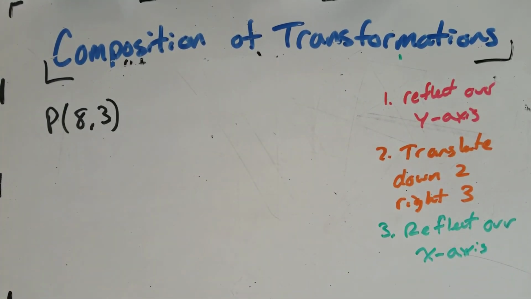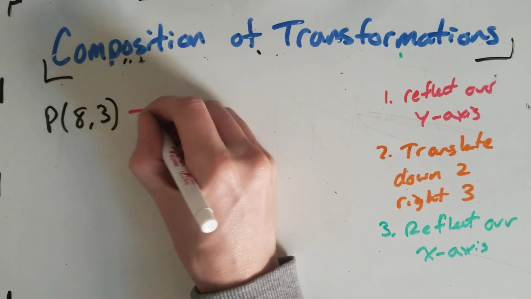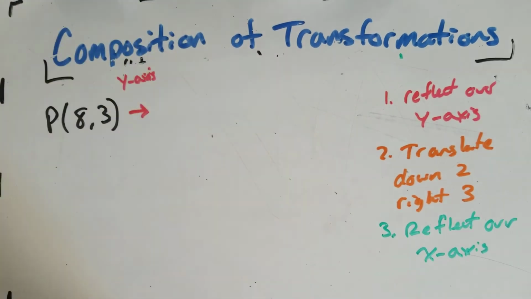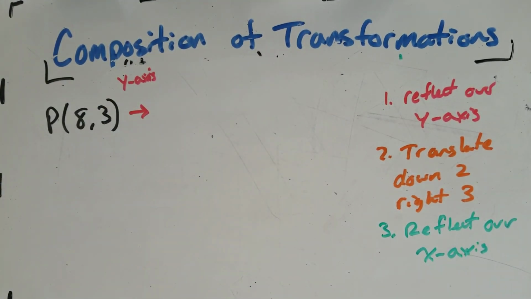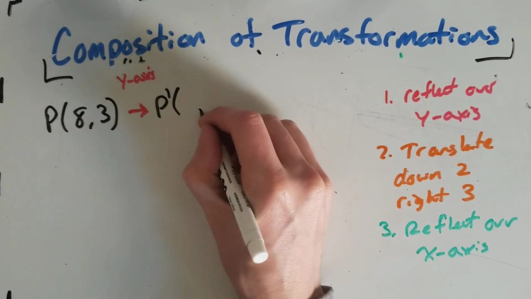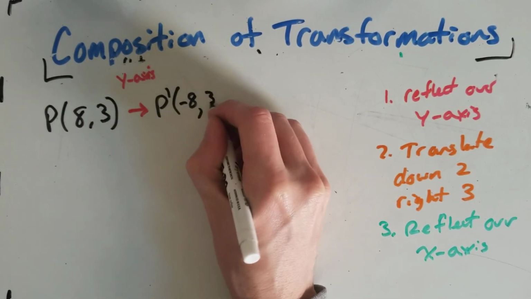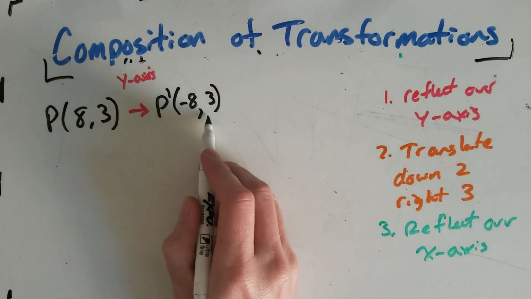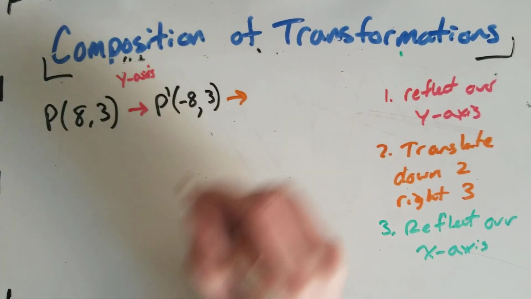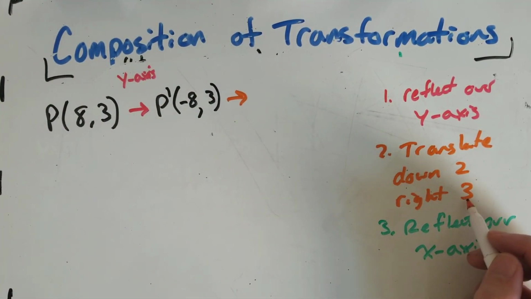Okay, so let's go ahead and start off with this first transformation. Reflect over the y-axis. When you reflect over the y-axis, we're going to end up with P prime. Your y stays the same, your x becomes the opposite, so there's your P prime after we reflect over the y-axis. Our next transformation is to translate down 2 and to the right by 3.